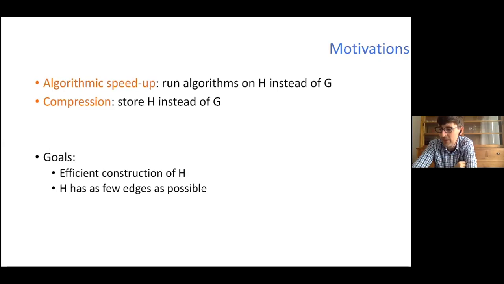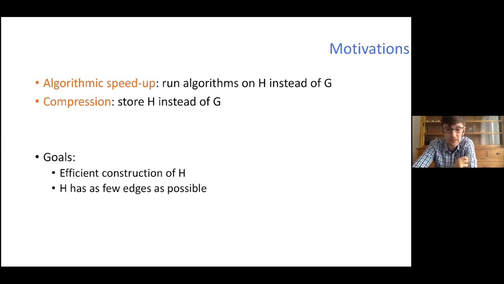But actually, in some cases, it can also be an interesting way of storing a compressed representation of the original graph. Here it's compressed in the sense that it has fewer edges, so it takes fewer bits to store it. And it still has some global information about the original graph, in particular the cut structure, flows, and so on. And now for these applications, it's important that this approximating graph can be efficiently constructed. Otherwise, any gain in efficiency we lose in the construction. And also that it should have as few edges as possible.